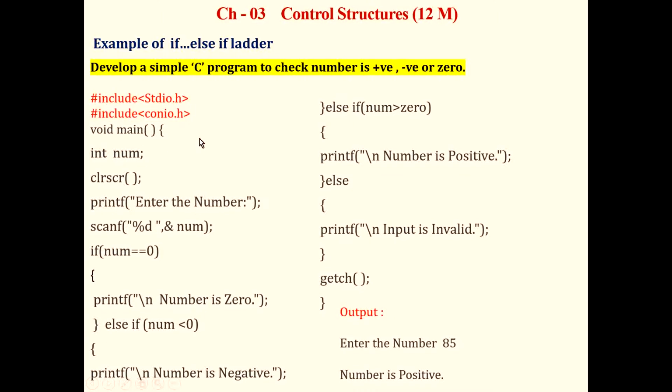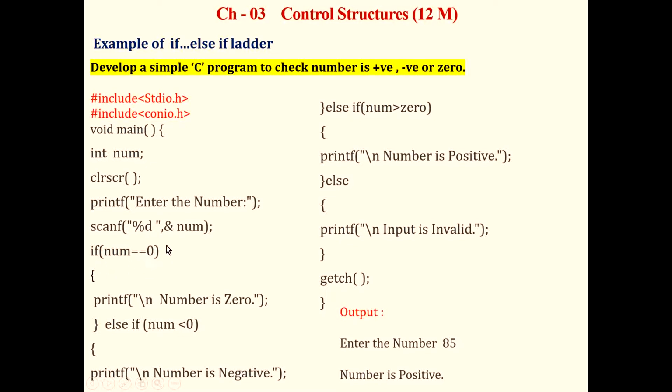So first here we include two header files, stdio.h and conio.h. Then we define the main function, and inside main we create one integer type variable. The variable name is num. Then we use the clrscr function to clear the output screen. Then we display one message, enter the number, by using a printf statement. After this statement, the user enters one value, and that value is stored in num. For that we use the scanf function, scanf %d, comma, num. Here %d, why? Because num is an integer type variable.